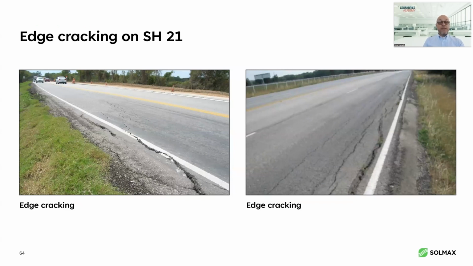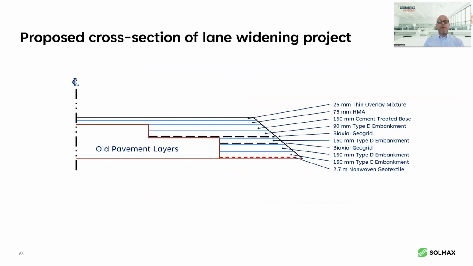So their way of addressing this, in this particular roadway, they wanted to do a lane expansion. So they're going to do a widening, a 2.7 meter widening. And this has got to be the most convoluted cross-section that I've ever come across in my career in this business. I'm not going to go through every single one of them, but you can see there are 2 layers of geogrid. There's different types of embankment materials. There's a cement treated base. There's different types of asphalt. And at the bottom, they had this layer of non-woven geotextile that was 2.7 meters wide.